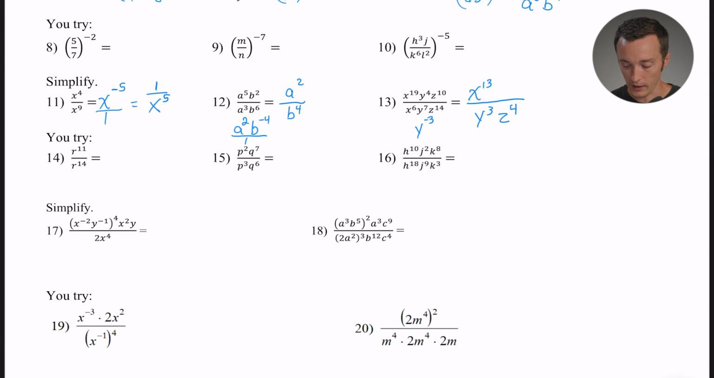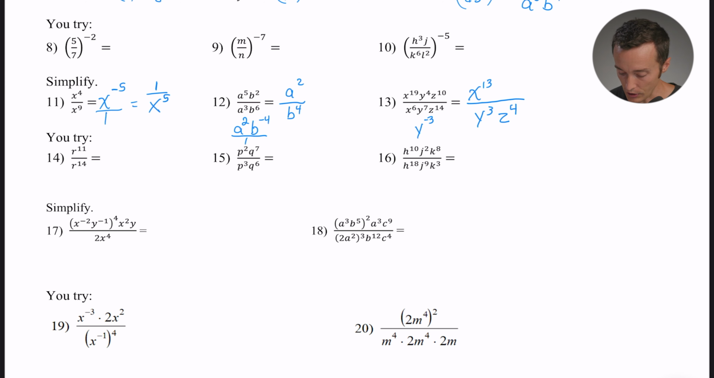So just to zoom out in case that got confusing, when you have a problem that has a bunch of variables in the numerator and the denominator, do the subtraction. If it's positive, leave it in the numerator. If it's negative, put it in the denominator and make it positive. There's a few like that in numbers 14, 15, and 16. So go ahead and pause the video, try those, and then we'll pick up after that.